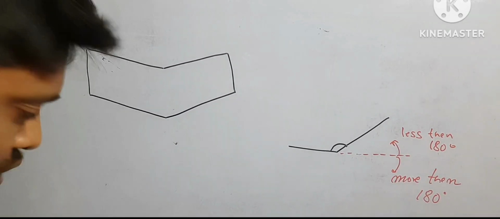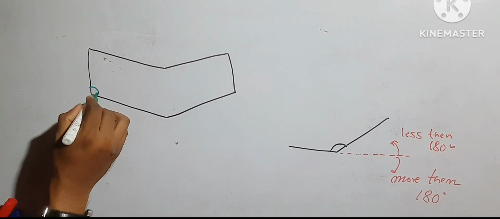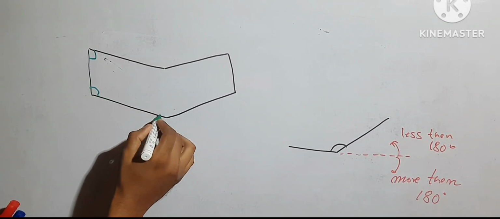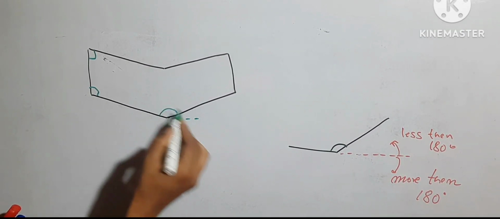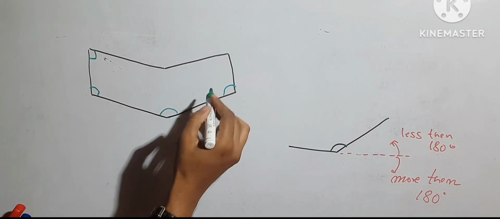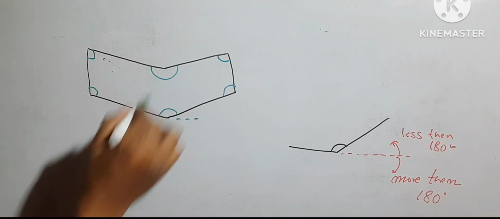So there you go, this is the next question. They are saying this is also concave. Concave means any angle should be greater than 180 degrees. Let us see the diagram. This is 90. This is 90. We know this one. This is less than 180, smaller, around 90, less than 90. But when you come to this one, it's greater than 90.